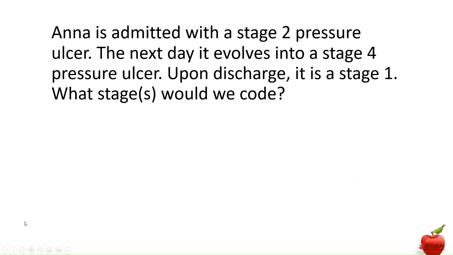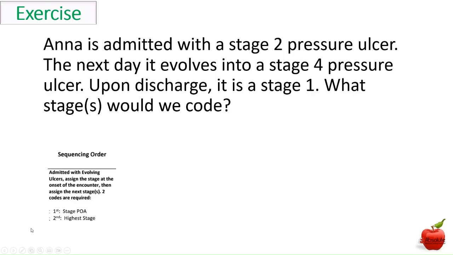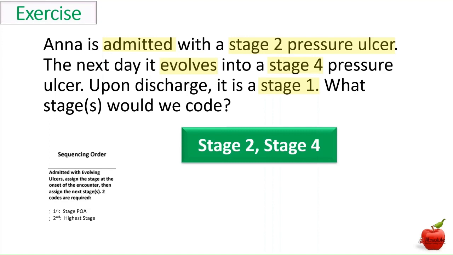All right, so let's take a look. Now, we have stage 2 and stage 4. That would be our sequencing order. Now, we take a look at our keywords: admitted, stage 2 pressure ulcer. The next day, it evolves into stage 4. And upon discharge, it's a stage 1. And we simply follow our sequencing order. First is the stage POA, or present on admission.